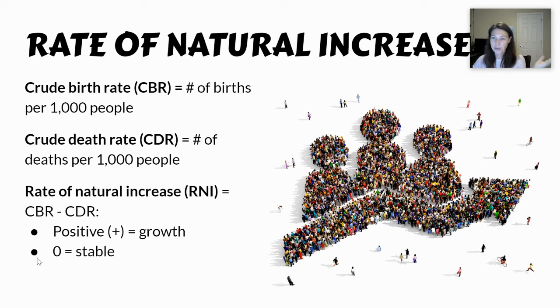If it's like 2.1, like the replacement rate that we just talked about, so the same number of babies that are being born equals the same number of people that are dying, then you're going to see stable population growth or zero population growth, ZPG we call it. And then if you have more people dying than people are being born, then this number is going to be negative, which means you're going to see a shrinking population.